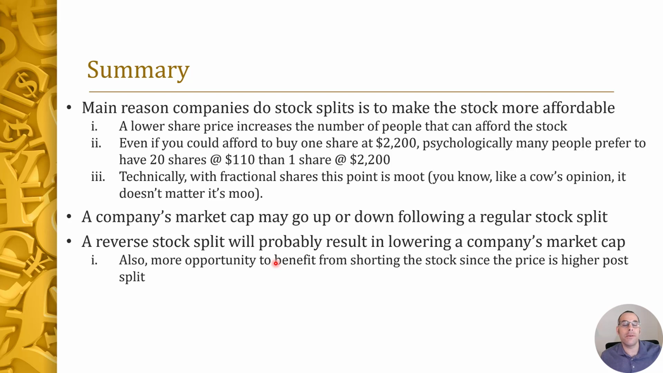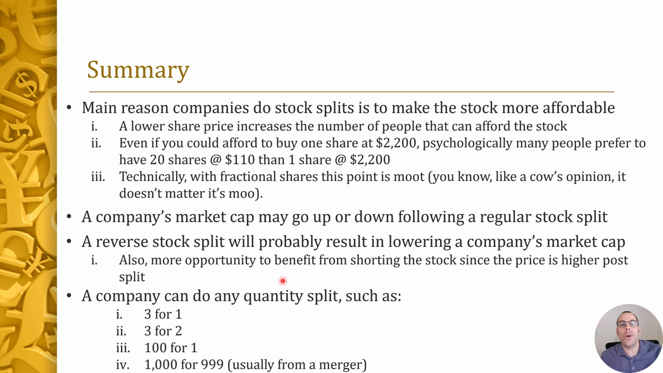Also, when a company does a reverse stock split, the price per share goes up a lot. So if you wanted to short a company that was trading at 50 cents, there's really not much room to short it. But if the stock price went up to $5, now there's more room to make money on a short. And a company can do any quantity stock split. They could do a 3 for 1, a 3 for 2, 100 for 1, 1,000 for 999. Same thing with a reverse stock split. They could do a 1 for 2, a 2 for 3, an 80 for 81. Really any combination they want.